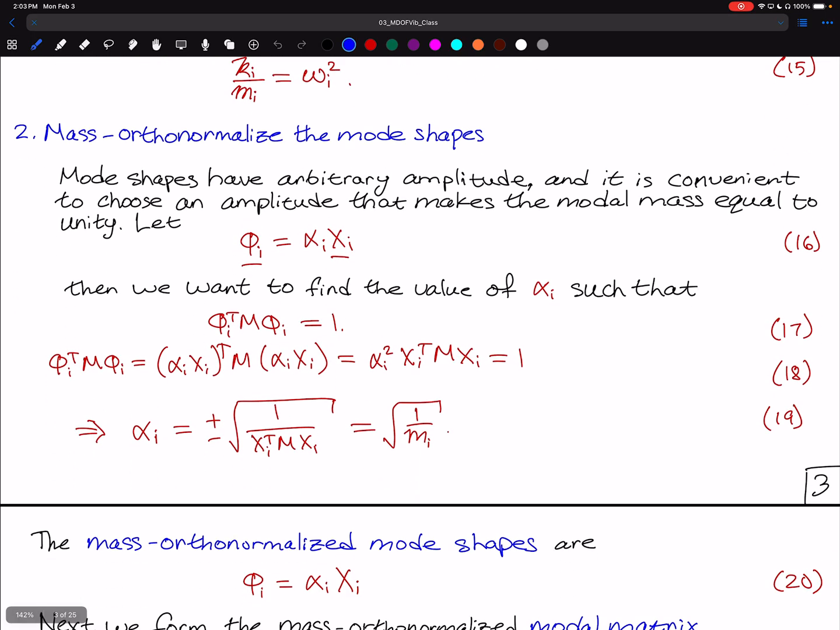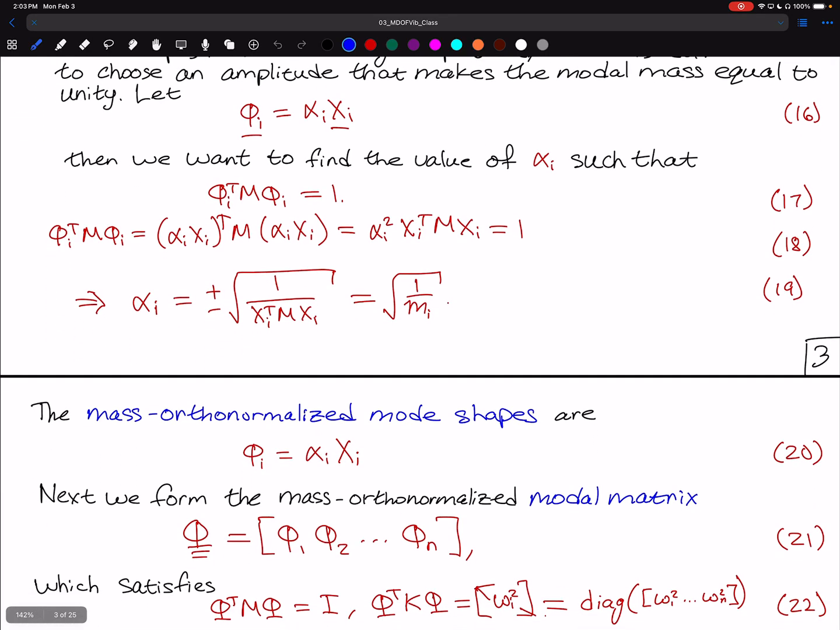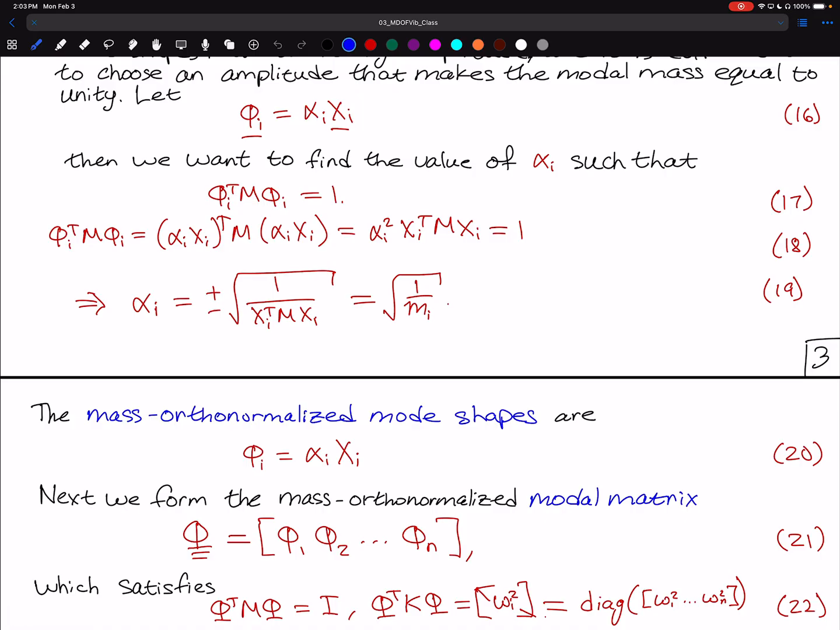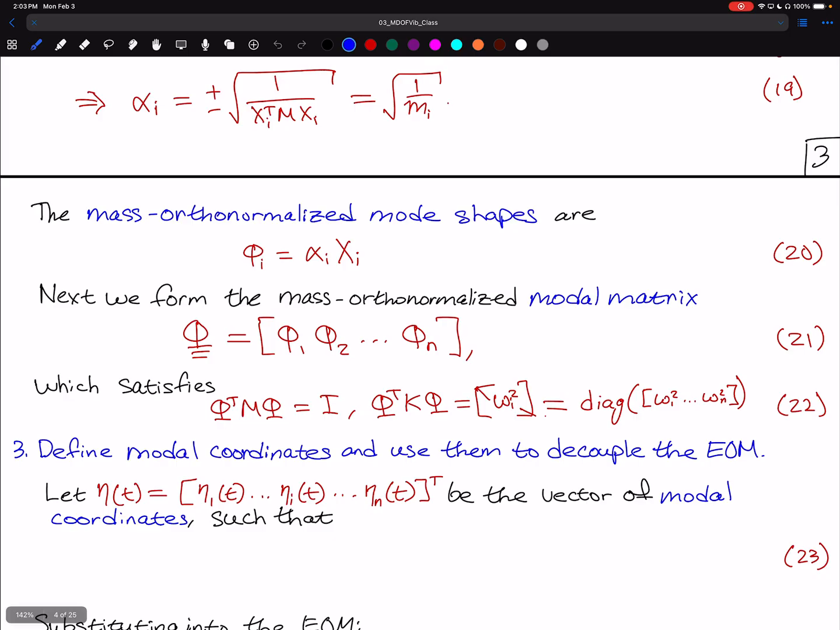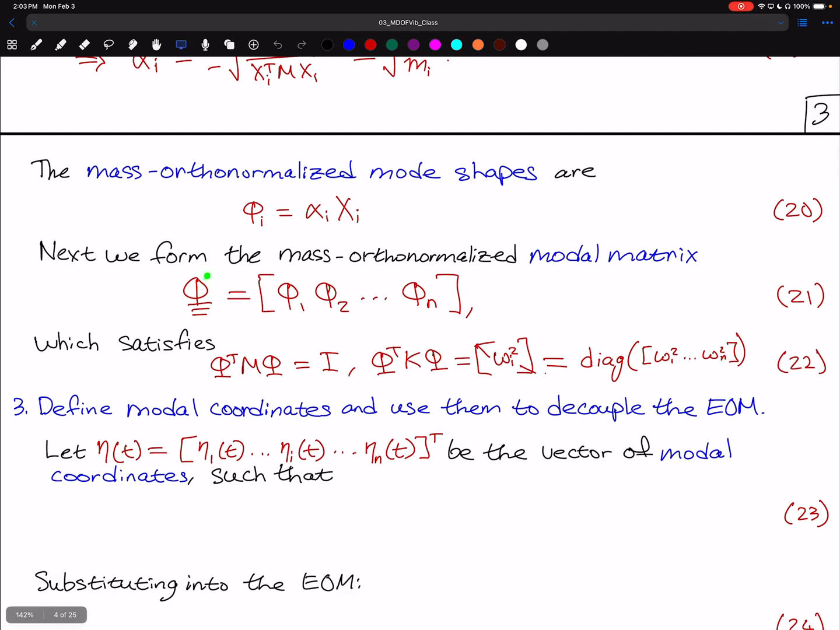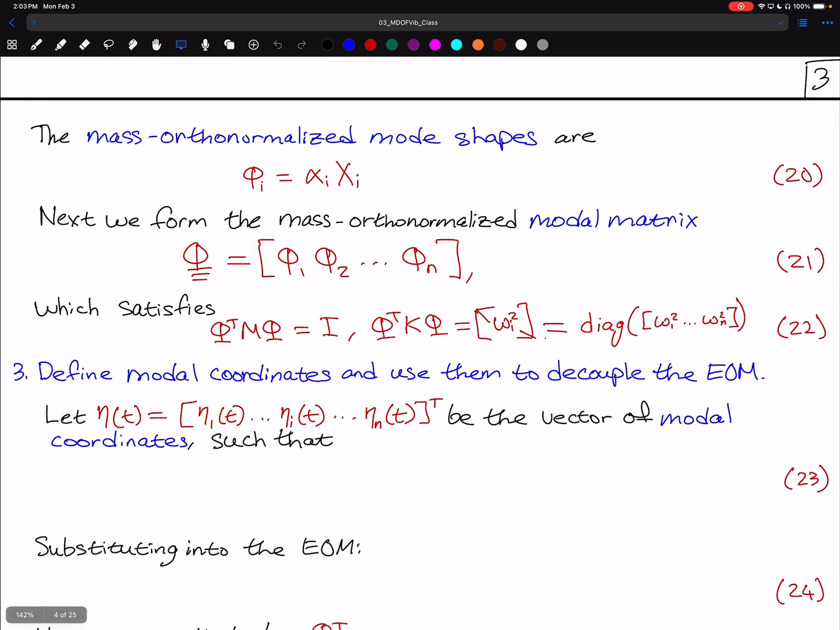We then started working on mass orthonormalization, which is one of the ways to find what this arbitrary constant should be. Actually, we were trying to find a very convenient amplitude for the mode shapes. We defined the orthonormalized mode shapes as phi i equal to alpha i times big xi. We then computed what these alpha i's should be, and we find that they're just the square root of 1 over the modal mass. From there, we combined them together and formed the modal matrix. Just to be clear, this right here is a capital phi, and the double underline represents a matrix. And it satisfies the following orthogonality conditions, where phi transpose M phi is equal to the identity matrix, and phi transpose K phi is equal to a diagonal matrix of the natural frequencies squared.